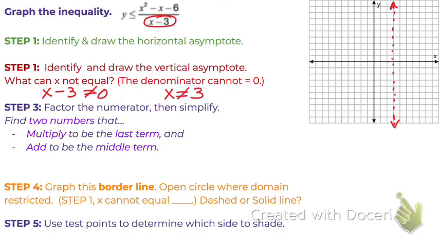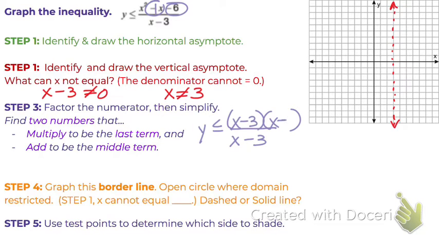vertical asymptote. Now we're going to factor it and see if anything cancels out so we can have our inequality to actually graph. So we have our y less than or equal to. Our denominator, x minus 3, we can't factor that anymore, but our numerator we can. We're looking for two numbers that multiply to give us this last number and add to give us the middle number. If we go through the different options, we see it's -3 and +2.